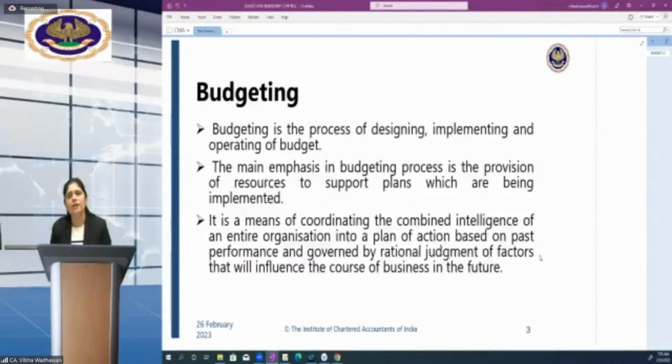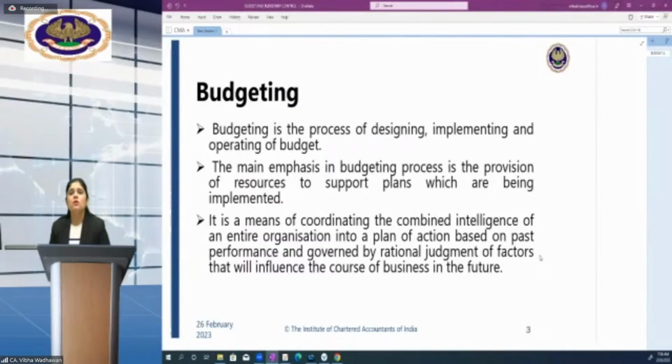If we know in advance that, okay, this many units of production or output have to be there in the next year, it's easy to plan, it's easy to arrange capital, it's easy to arrange resources, it's easy to arrange the whole setup for that implementation of the budget. It is a means of coordinating the combined intelligence of an entire organization into a plan of action based on past performance and governed by rational judgment of factors that will influence the course of business in future.